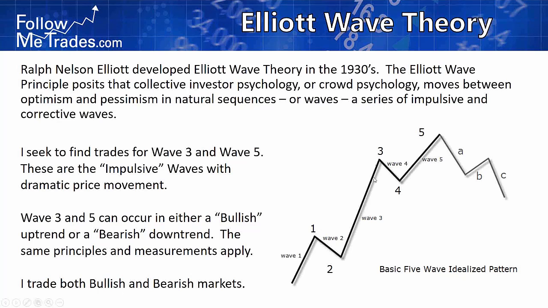I only try to trade wave 3, 4, and 5, right? Wave 1 and 2 are typically too small. Wave 3 is the biggest one. It comes in when there's a new trend. It can come out of a channel at the end of a previous sequence, right?